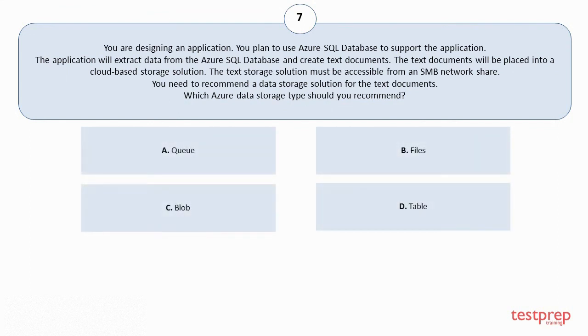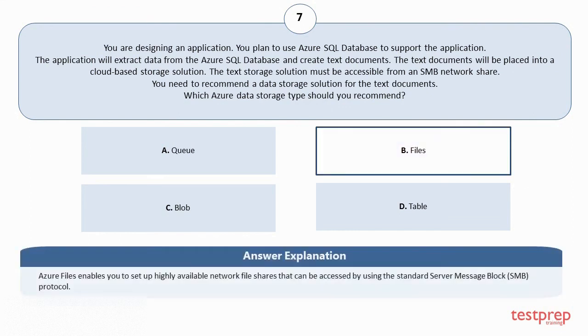Your options are A. Queue, B. Files, C. Blob, D. Table. The correct answer is option B. And here's the explanation of the answer.